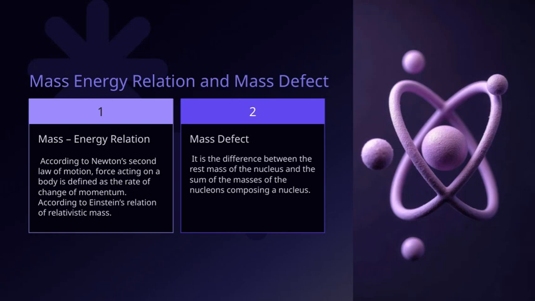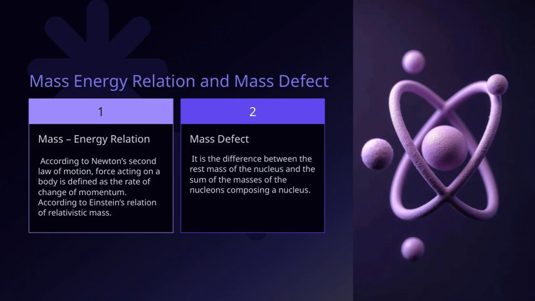Let's talk about the concept of mass defect. It is the difference between the rest mass of a nucleus and the total mass of the individual nucleons that make it up. Essentially, when these protons and neutrons come together to form a nucleus, the combined mass is actually less than the sum of their separate masses. This missing mass, or mass defect, is quite significant because it relates directly to the energy that holds the nucleus together.